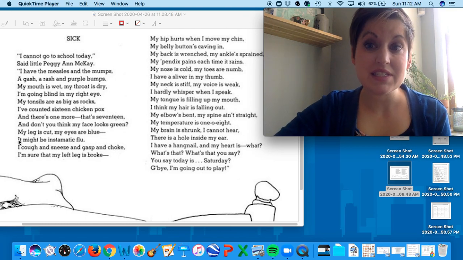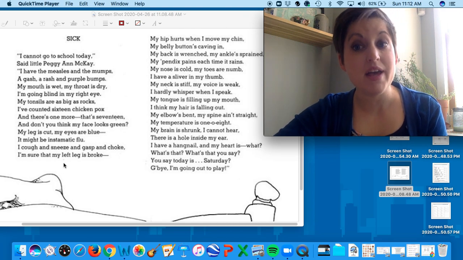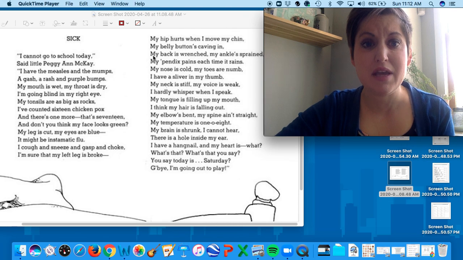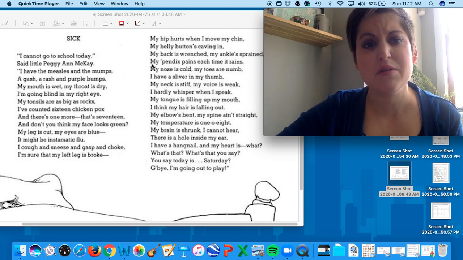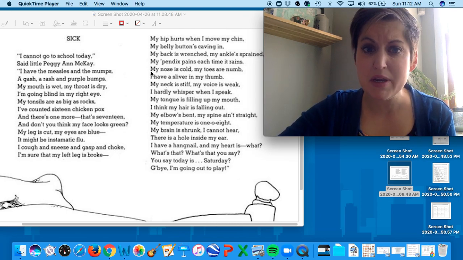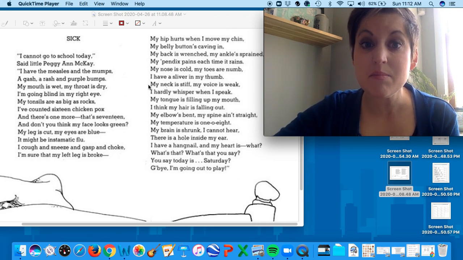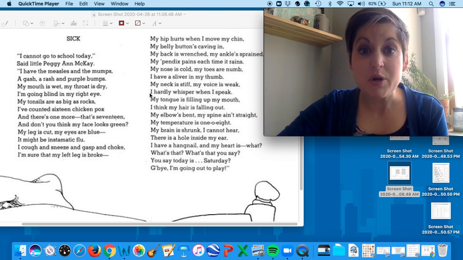I cough and sneeze and gasp and choke. I'm sure that my left leg is broke. My hip hurts when I move my chin. My belly button's caving in. My back is wrenched, my ankle sprained. My appendix pains each time it rains. My nose is cold, my toes are numb. I have a sliver in my thumb. My neck is stiff, my voice is weak. I hardly whisper when I speak.